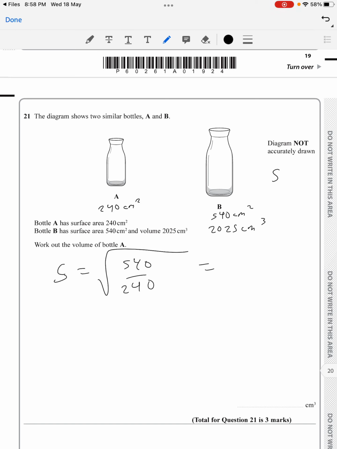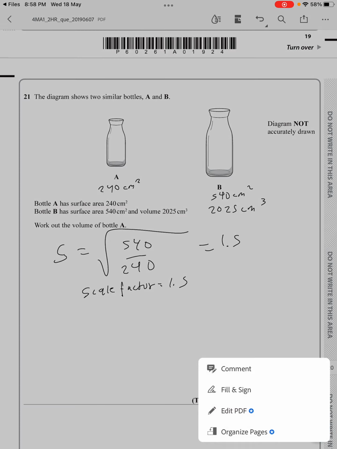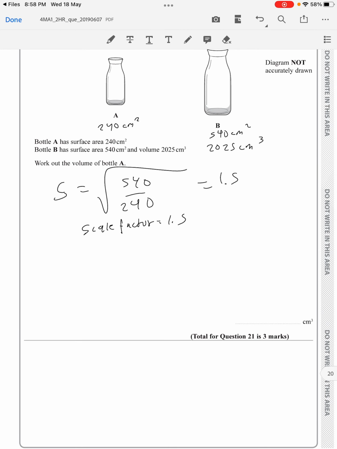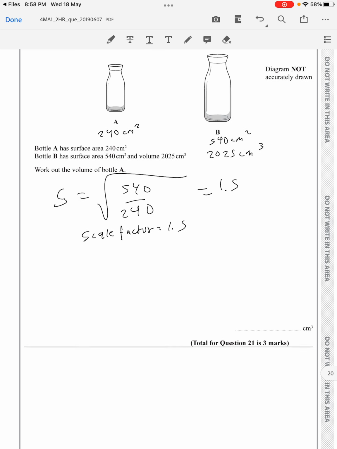Since this is a surface area, the scale factor is always squared. S just represents the scale factor. That's what you need to remember, right? So you get 1.5, that should be your scale factor. So your scale factor is 1.5. Since it's 1.5, you need to find out the scale factor for B as well. For volume it is cubed.